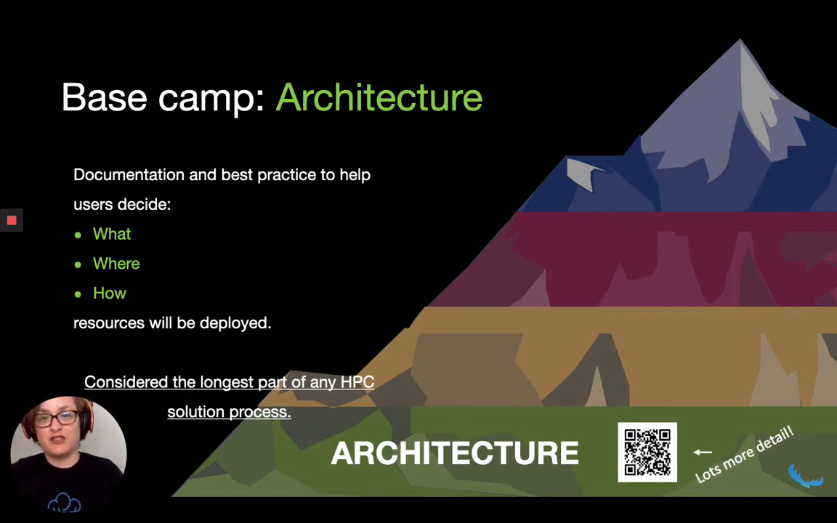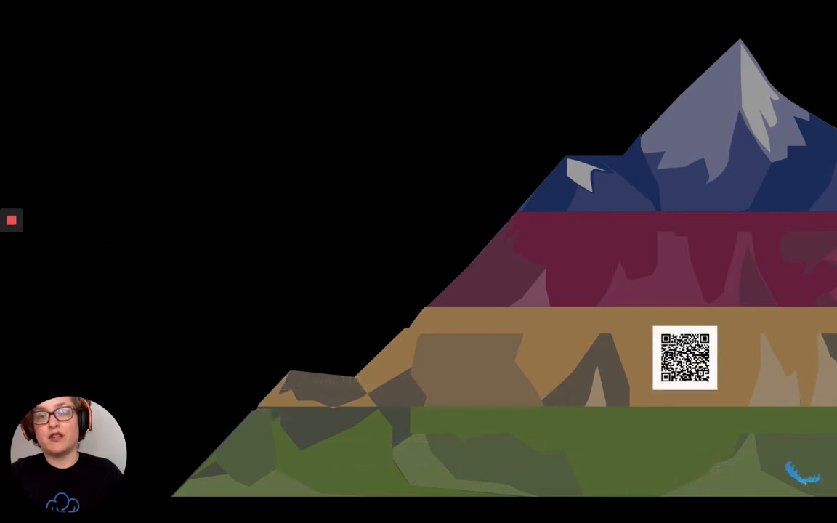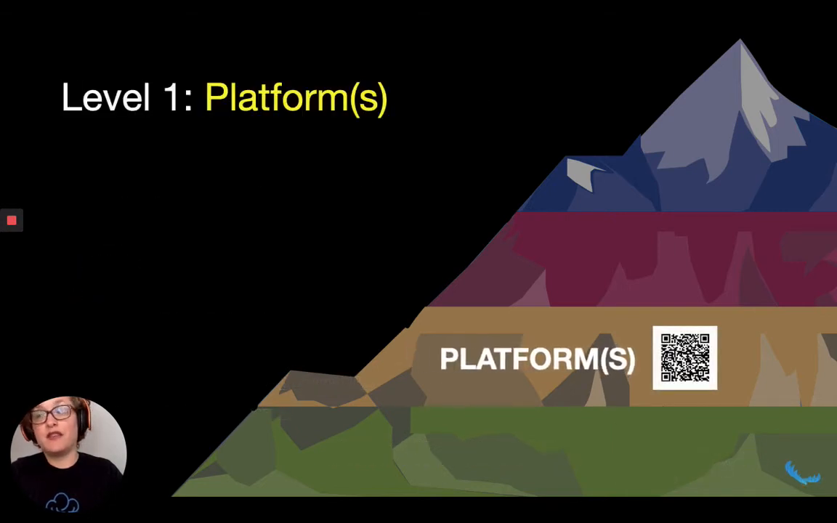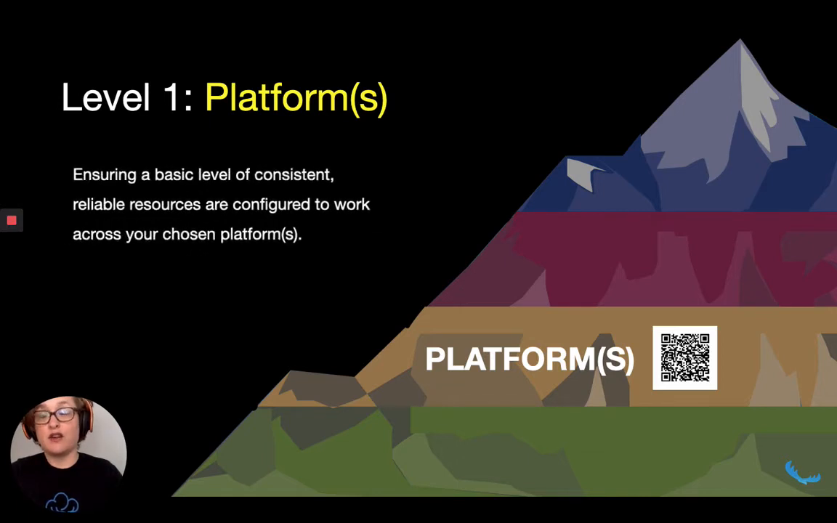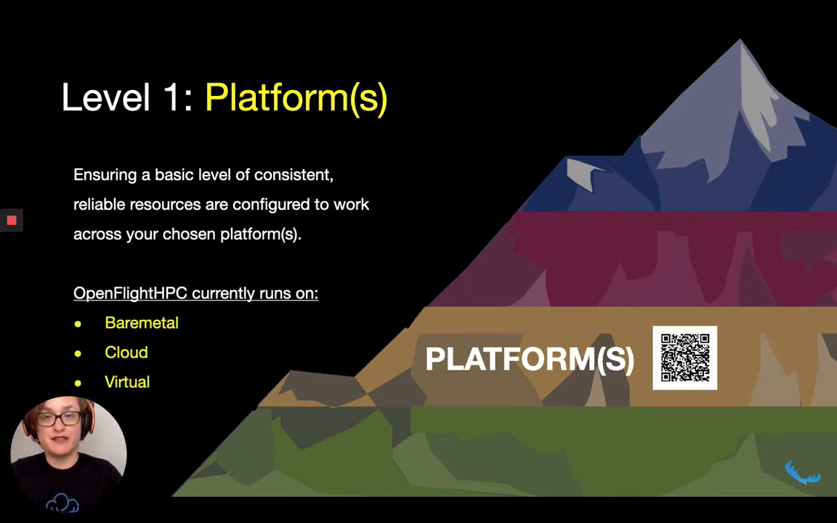Once you're settled into architecture, the next level up is the platforms level. And this is all about configuring the base level resources to be consistent and reliable on your chosen platforms. And we've had very successful tests and production runs of OpenFlight HPC on bare metal, public cloud, and virtual machines. If you'd like more detail, check out the QR code.